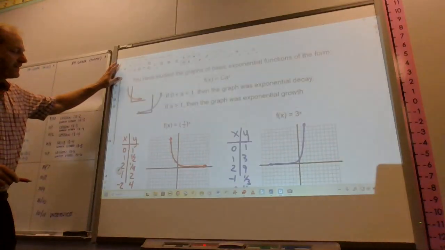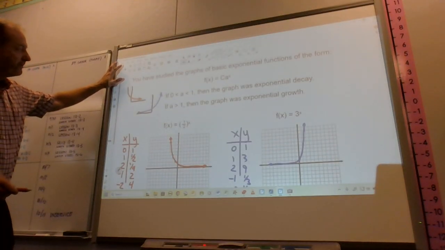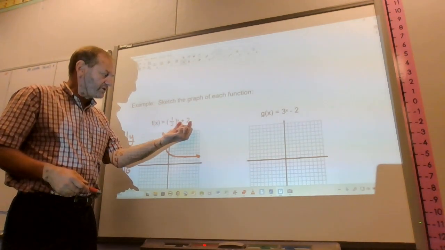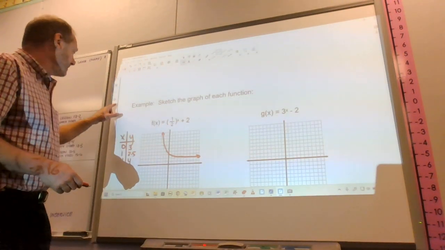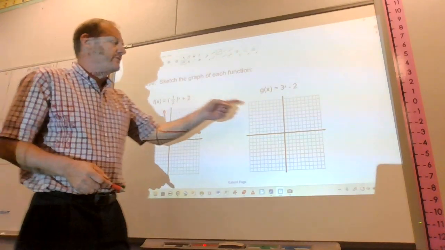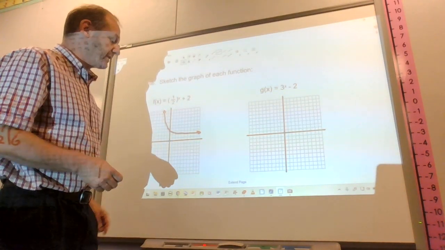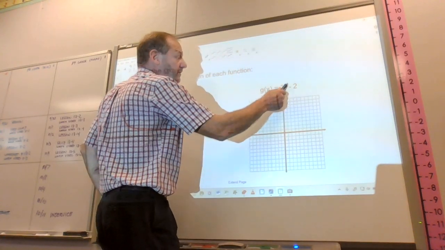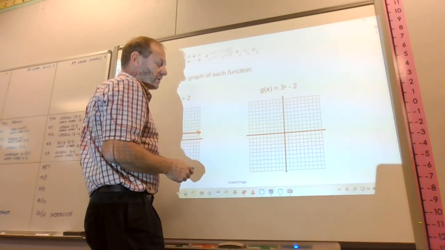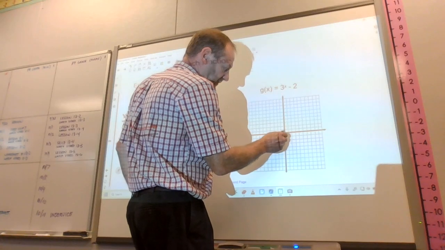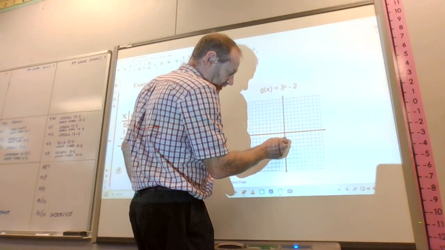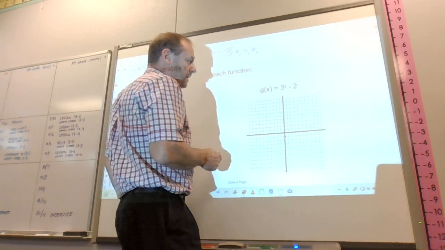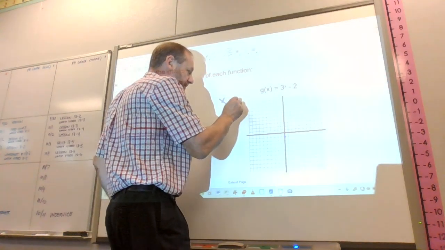Like I said, it looks exactly like this one, except it's moved up 2. If you do it by transformations, this is the same part, but we just take all the answers and add 2. Now this is the same as the other one. It's exponential growth again, except that it's moved down 2 this time because we've got a 2 outside the function here. So instead of crossing at 0, 1, it's going to cross at 0, -1. And then we're going to go from there.